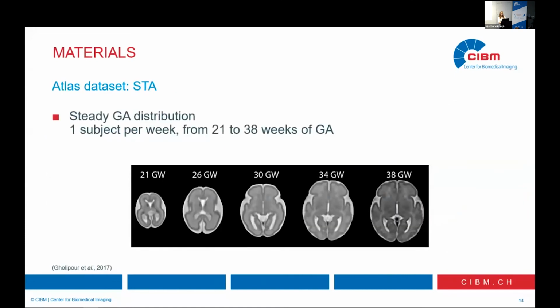Another dataset that we use is the spatiotemporal atlas that was published some years ago, where it's quite interesting to have this distribution of one subject per gestational age, such that we can see how we perform throughout gestation.